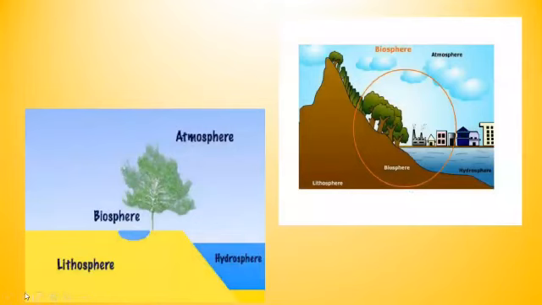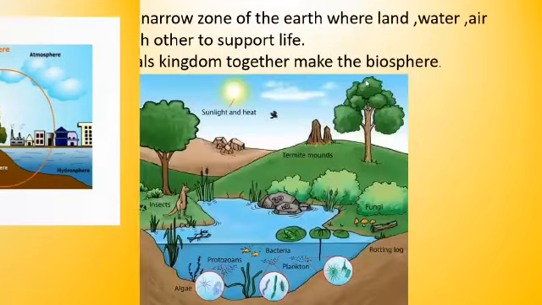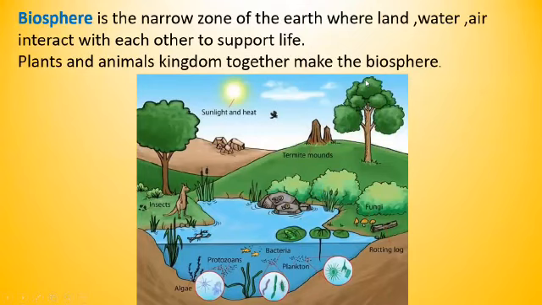So you have studied lithosphere, hydrosphere, and atmosphere. The next part is the biosphere. Biosphere is a narrow zone of the earth where land, water, and air interact. You can see the land we have, water we have, air we have. All together, land, water, and air interacting is known as the biosphere. It is the plants and animals together that make up the biosphere.